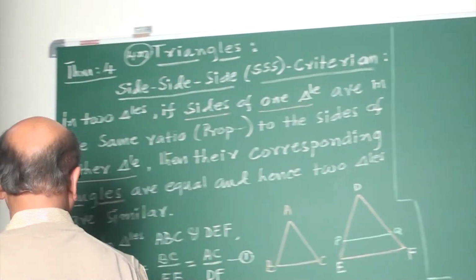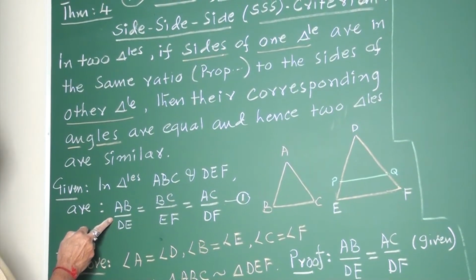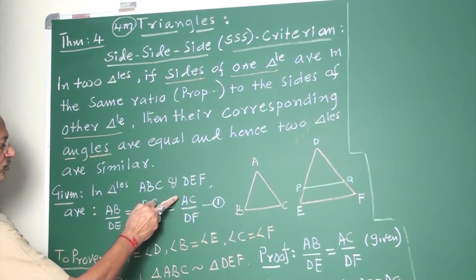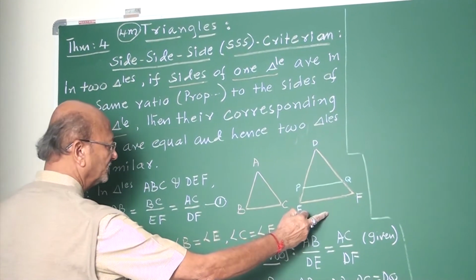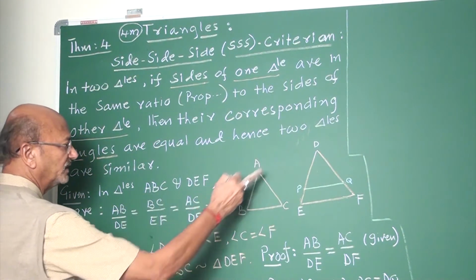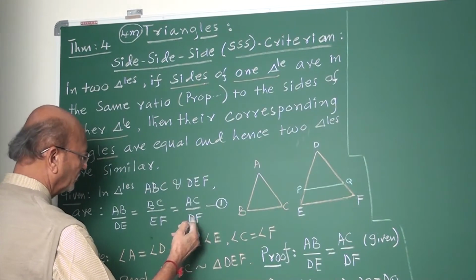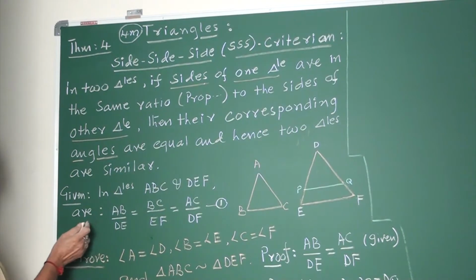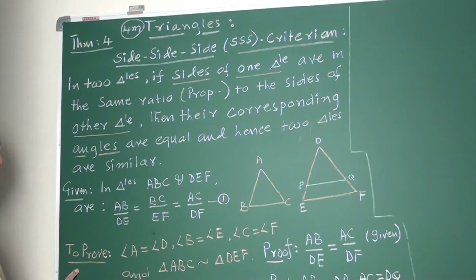Yes, my friends, given in triangles ABC and DEF, they are such that AB upon DE equal to BC upon EF equal to AC upon DF. This is given. To prove the corresponding angles are equal.